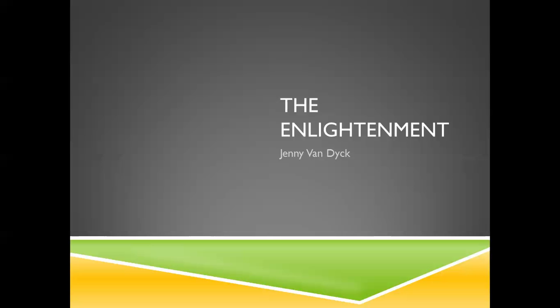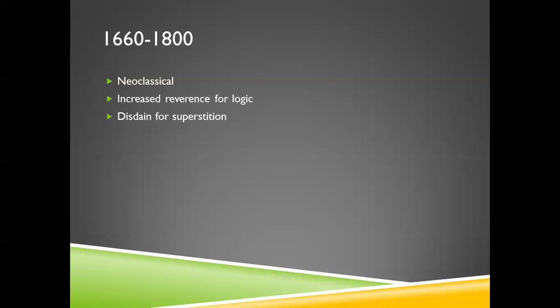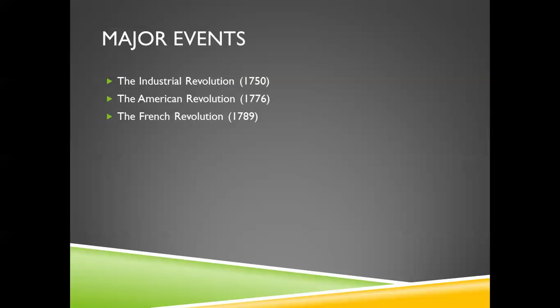For the purposes of this class, we are going to say that the dates for the Enlightenment are 1660 to 1800. This word neoclassical refers to the increased influence of classical literature upon these centuries. The neoclassical period is also called the Enlightenment due to the increased reverence for logic and disdain for superstition.